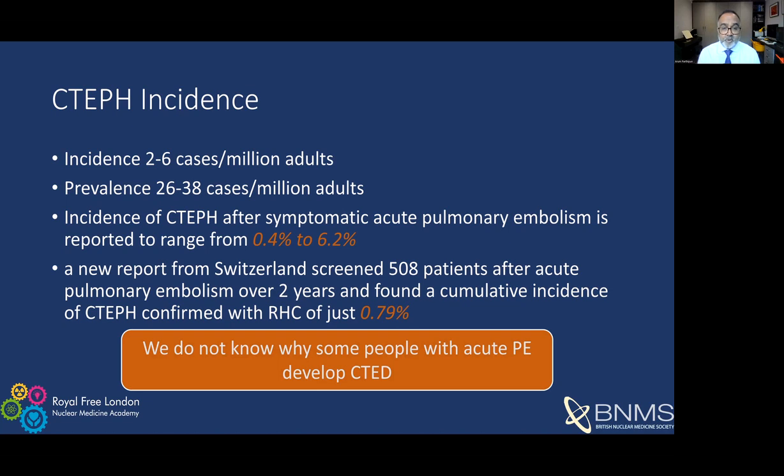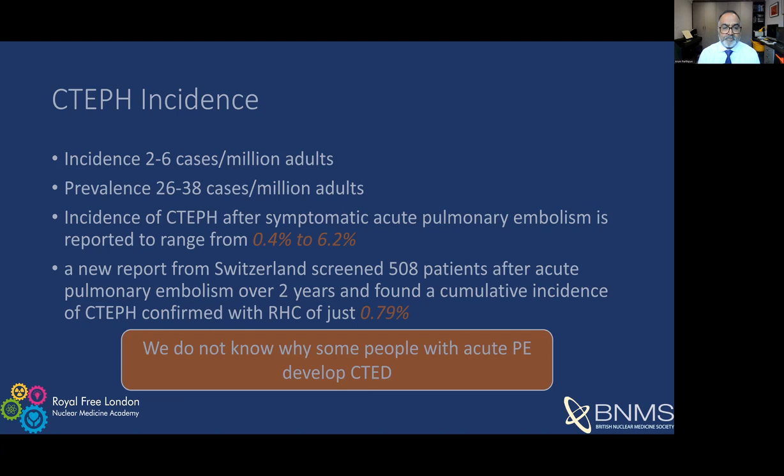Interestingly, a new report from Switzerland, which screened over 500 patients with acute pulmonary embolism over 2 years, found that less than 1%, so 0.79% of patients, actually developed CTEPH as a result of their acute pulmonary embolism. So what we really don't know is why some patients have an acute pulmonary embolus that is treated, but still develop chronic thromboembolic disease or CTEPH. We don't know what those factors are, and we don't know what extent of disease causes CTEPH.